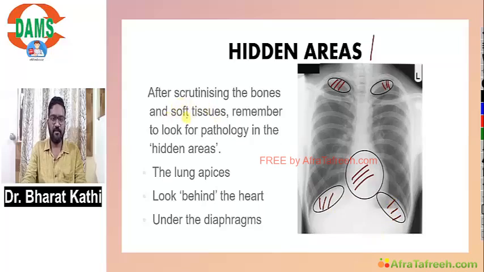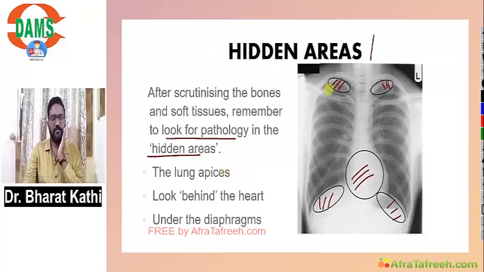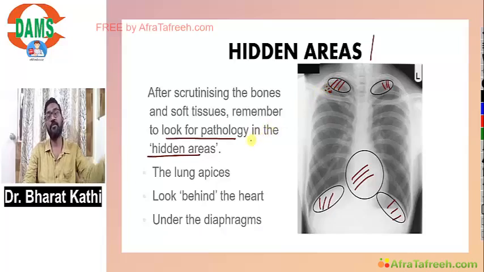After scrutinizing the bones and soft tissue, remember to look for pathology in the hidden areas. Most probably, as a pulmonologist, the right upper zones are very important. I have seen faint infiltrates in the upper zone in many patients. How come sputum CB is not positive? They might have been missed on microscopy, but now we have CBNAT, it will pick up.